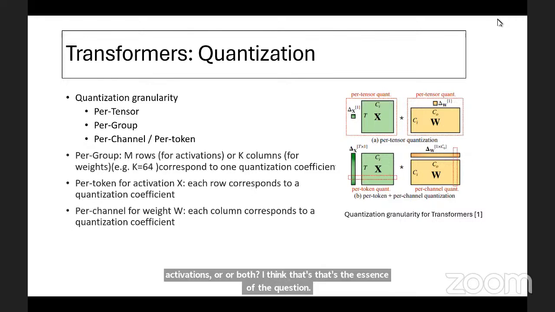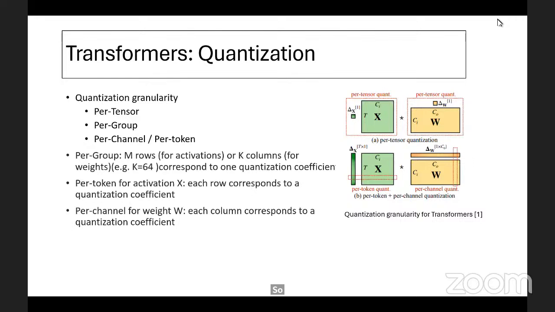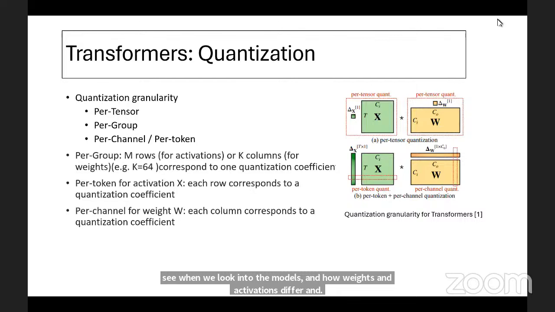Right now, we haven't dwelled into how we handle activations and weights, because there are definitely different ways to handle that. But for now, we are just talking about quantization. Whether it be weights or activations, it's floating point values and a distribution of floating point values. So at least at this point in the presentation, we don't distinguish between them. But later on, we'll definitely see, when we look into the models, how weights and activations differ and what's a better approach for each of them.